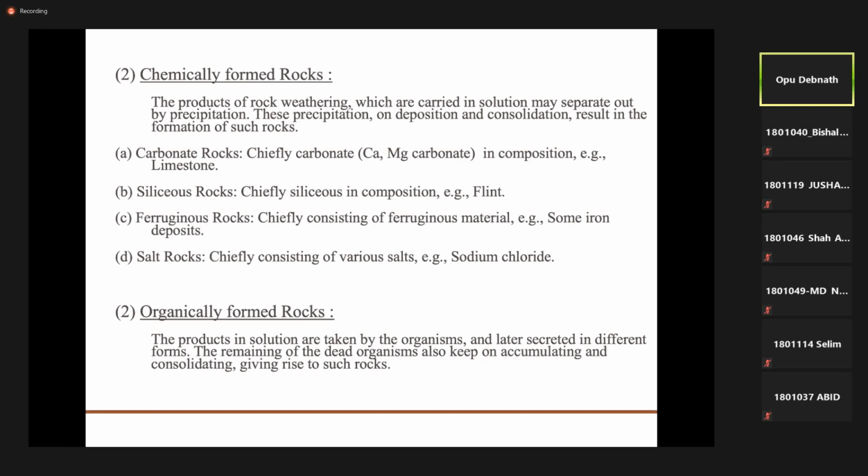If the salt constituents are the main portion of any sedimentary rock, those will be termed salt rocks. A very common example of rock salt, as I also discussed in the first class, is the Himalayan pink salt. This is actually very available in the market nowadays.